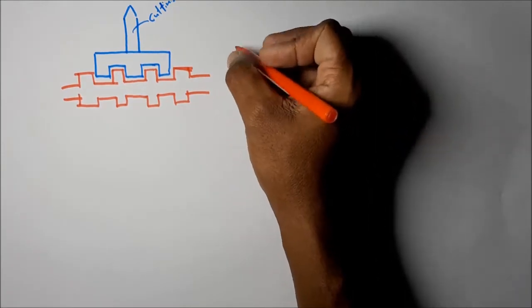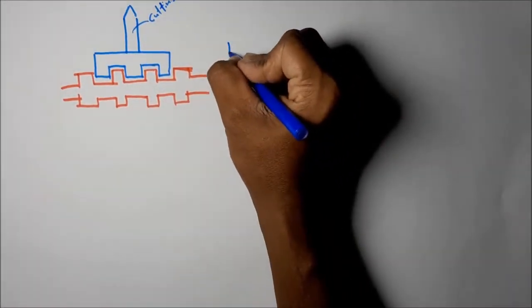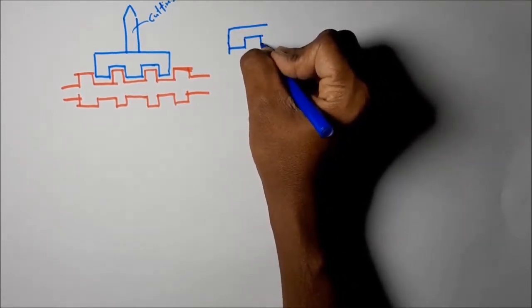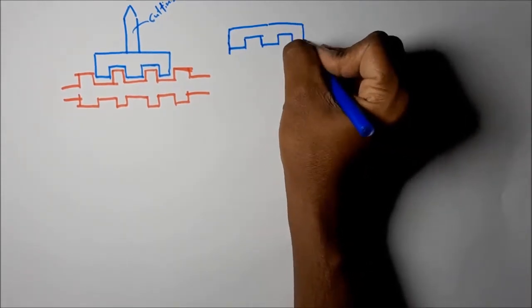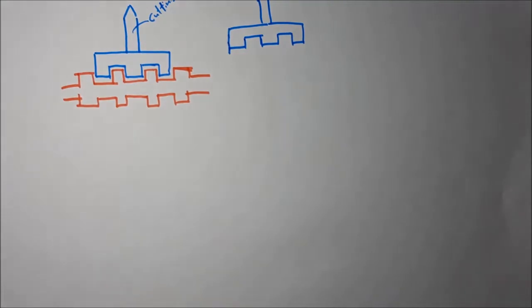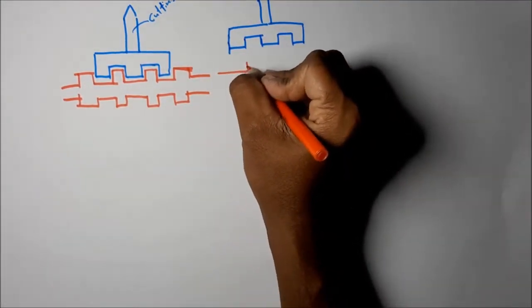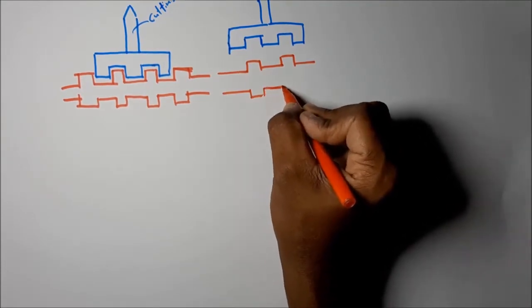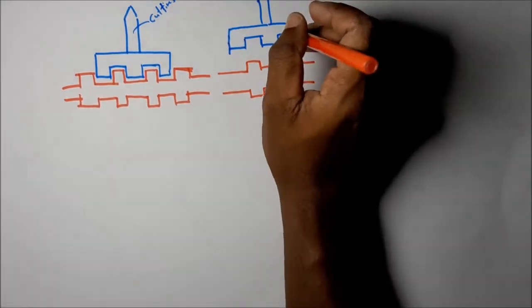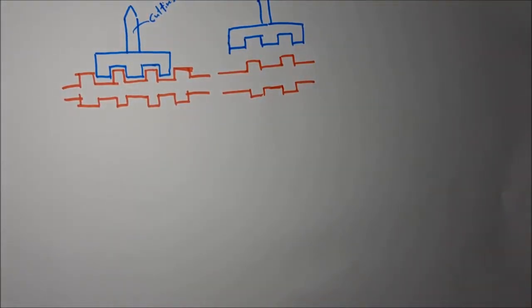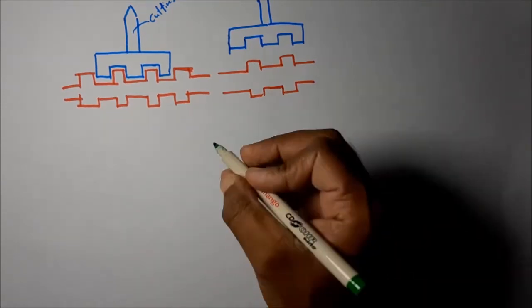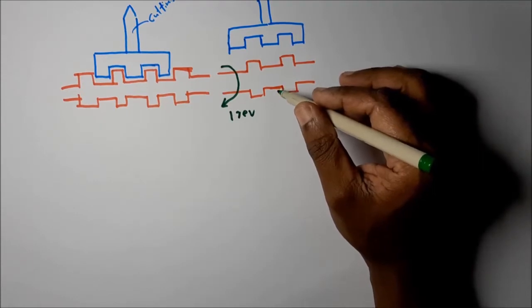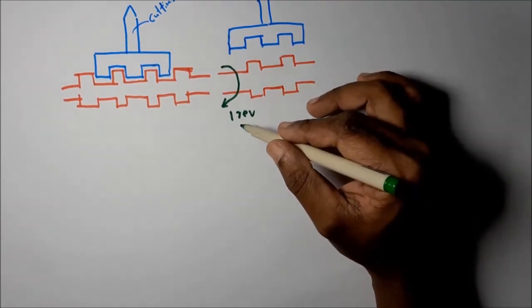After disengagement, I will draw the disengagement position also. After disengaging, the half nut is in the disengage position. This is the disengage position of the half nut from the lead screw. Then another engagement position comes after one complete revolution of the lead screw. The next engagement point comes after one complete revolution of the lead screw.